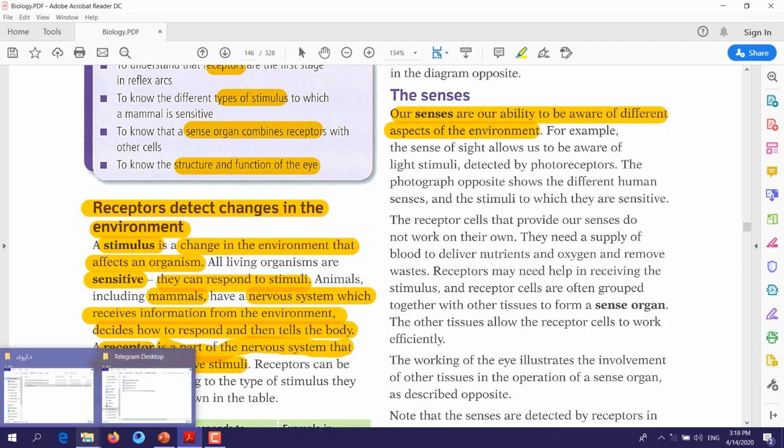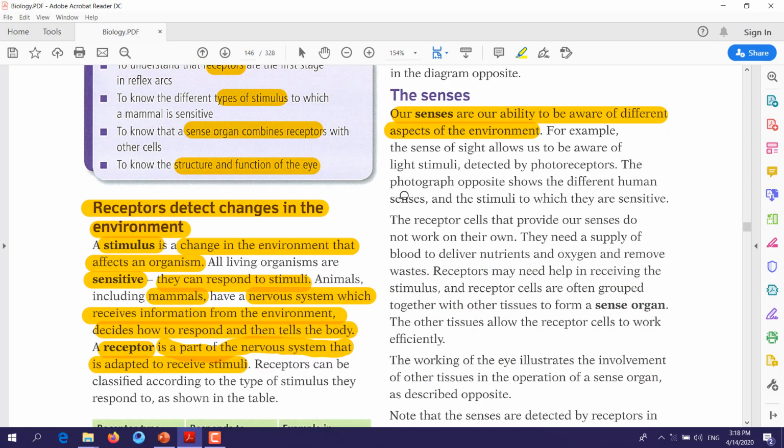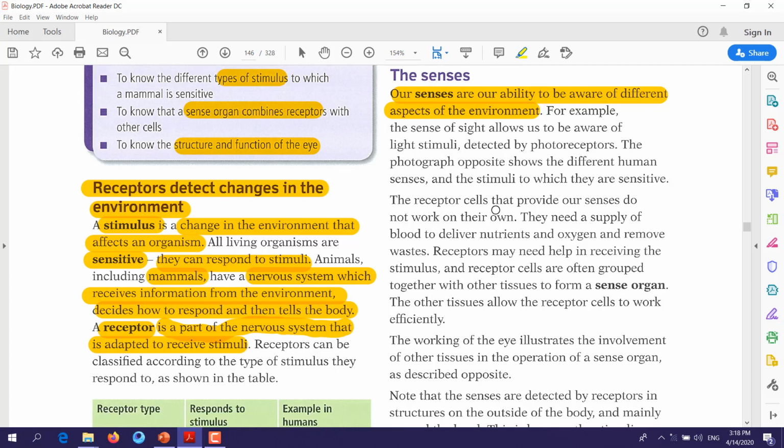But in addition to that, these senses, to function, need what? They need food supply, they need energy supply. So this energy supply comes through the blood. What's that mean? These sense organs need a supply of oxygen. They need a supply of blood to deliver nutrients and oxygen, and also to remove the wastes.